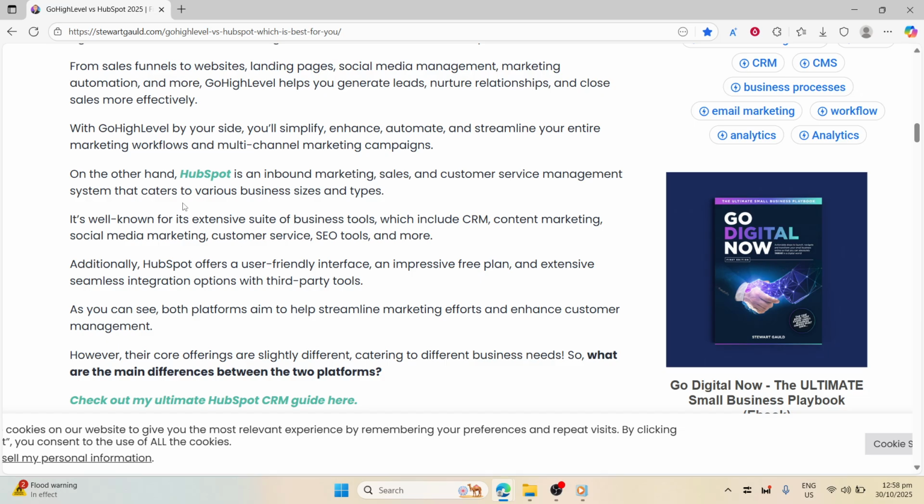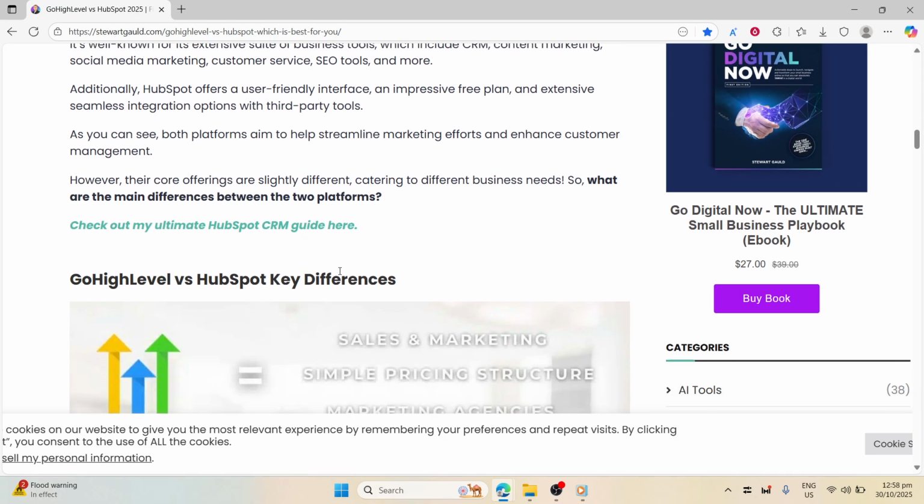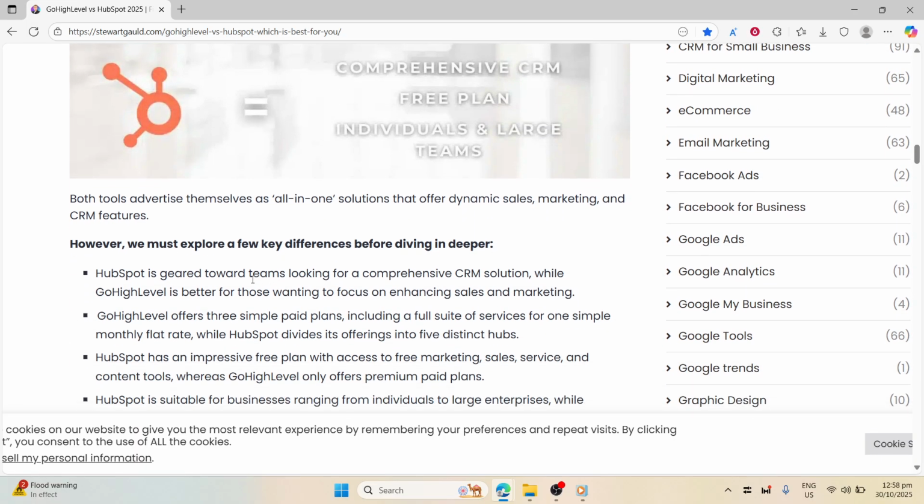Switching gears to HubSpot, it's another major player in the scene, acting as an inbound marketing, sales, and customer service management system. HubSpot caters to a wide variety of business sizes and types with its extensive suite of business tools. Not only does it include CRM, but it also covers content marketing, social media marketing, customer service, SEO tools, and more. One of the standout features of HubSpot is its user-friendly interface coupled with a very impressive free plan.